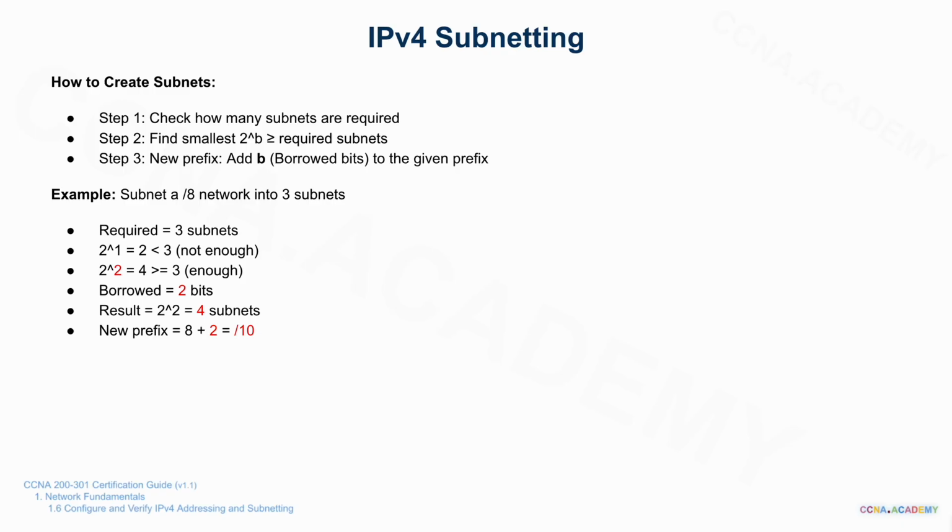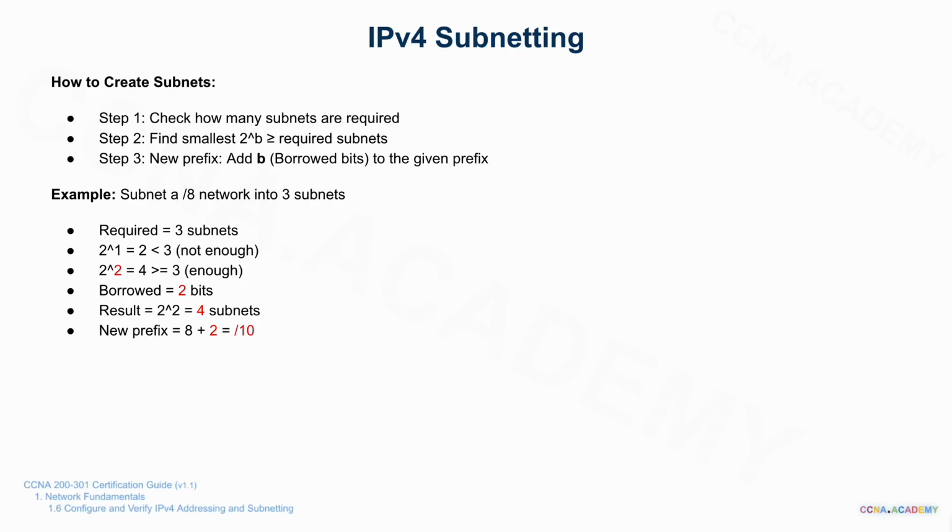Step 1. Check how many subnets are required. Step 2. Find the smallest power of 2 that is greater than or equal to that number. Step 3. Add that number of borrowed bits to the original prefix to get your new subnet mask.